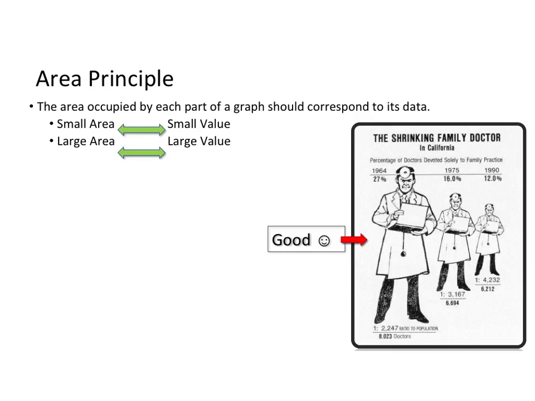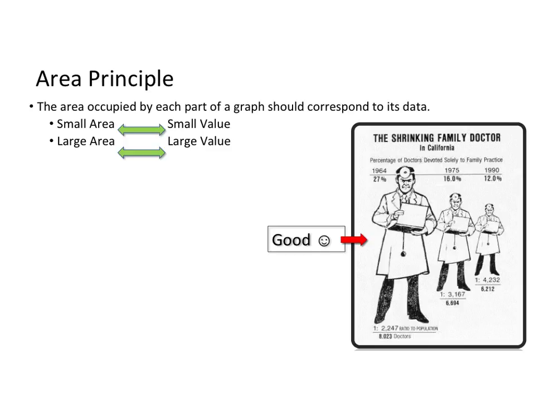Other useful information when we're looking at data displays, we have this thing called the area principle, and all it states is the area occupied by each part of a graph should correspond to its data. So small areas should have a small value. A large area should have a large value. Okay, so if we look at the graphic provided, note there are a couple different things.